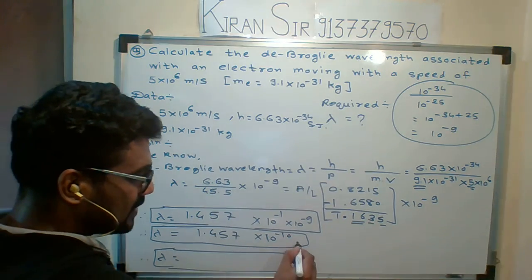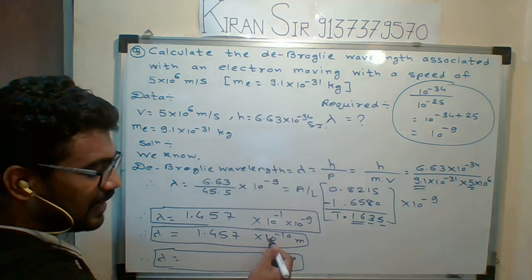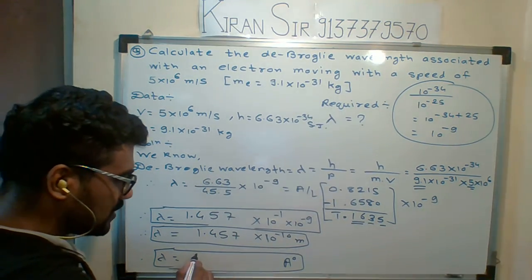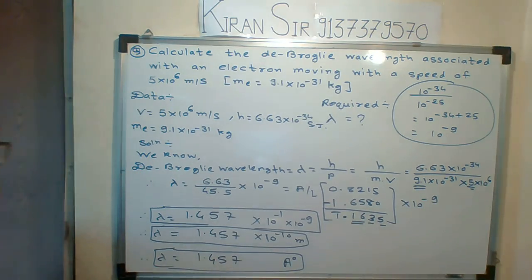So the answer is 1.457, and it is in meters because wavelength is a length, so the answer is in meters, times 10 raised to minus 10. If I remove that, the answer here is 1.457 angstrom. So this is your final answer of this particular question. Please all of you copy.